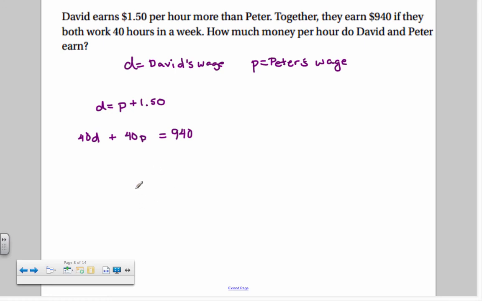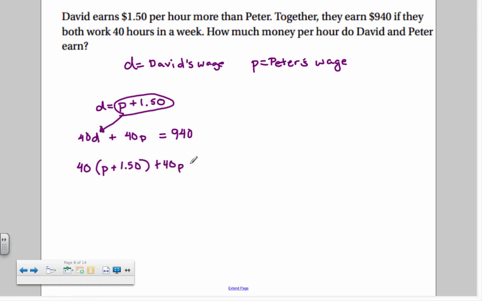Okay. So now I have my two equations and I can choose to solve. I'm going to solve using substitution like we've been doing. Nicely, D is already solved for in my first equation, so I don't have to solve for a variable. And I can just plug in what D equals into the D of the opposite equation. So let's do that. I'm going to have 40 times what D is, P plus 1.50, and then finish out the rest of the equation.